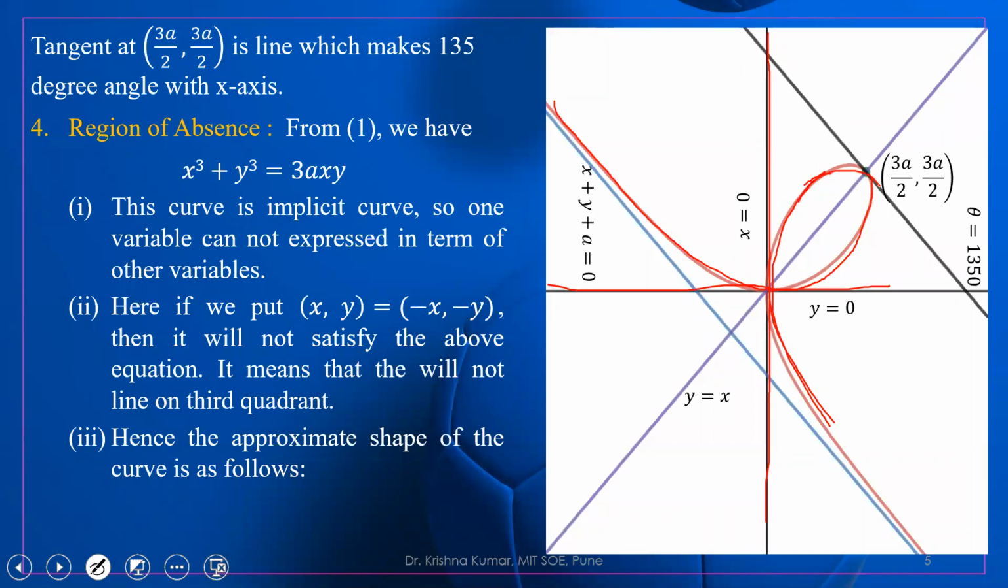The second part is what? It will be going to infinity, because why? This line x plus y plus a is the line which has intercepts minus a and minus a on the x and y axes. And now this is nothing but an asymptote of the given curve. So the curve will never meet this asymptote x plus y plus a equal to 0. So this is the approximate shape of the given curve.